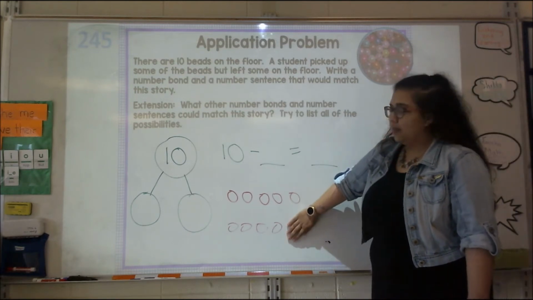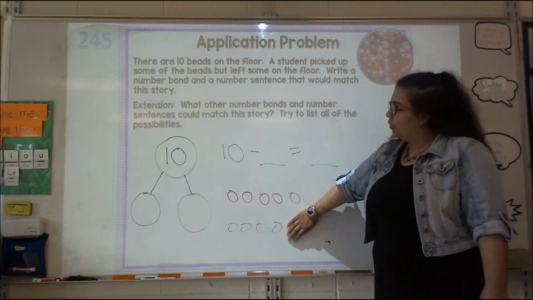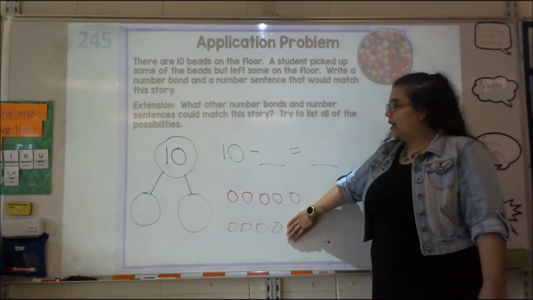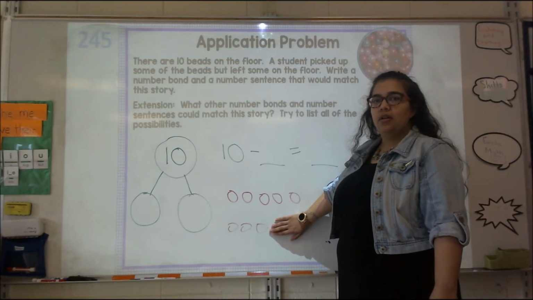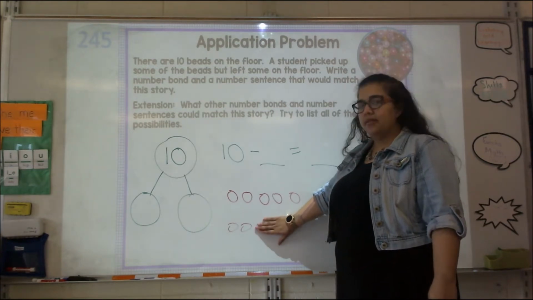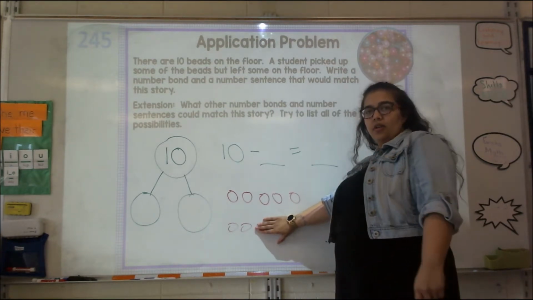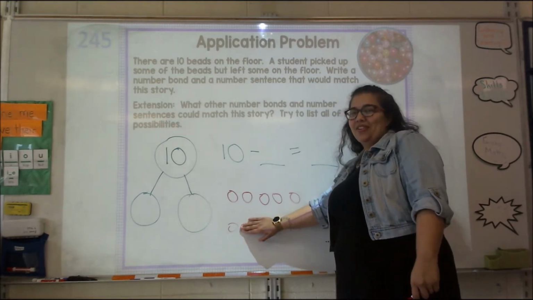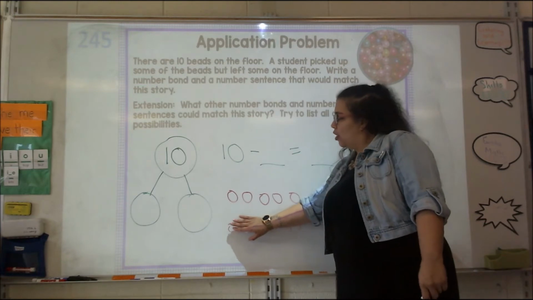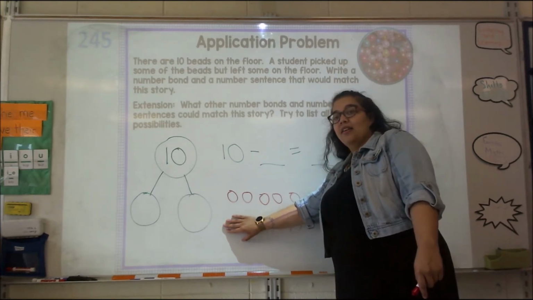What if I pick up 1 bead? How many beads are still on the floor? 9. What if I pick up 2 beads? How many beads are still on the floor? 8. What if I pick up 3 beads? How many beads are still on the floor? What if I pick up 4 beads? How many beads are still on the floor? 6. What if I pick up 5 beads? 5 beads are still on the floor.